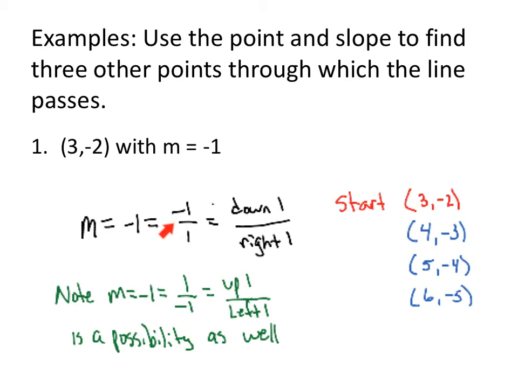And remember, the numerator is vertical. It's the rise. And the negative tells me I'm going to go down 1. And the denominator, that's the run, that's the horizontal. It's positive, so I'm going to go to the right 1. So if my slope is negative 1, I think of it as down 1 and right 1. So if I start at the point (3, -2), my y values, I subtract 1. My x values, I add 1. Right? Negative 1 for the y values, positive 1 to the x values.